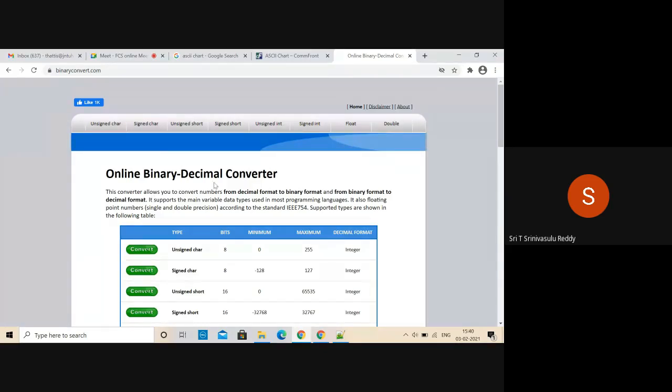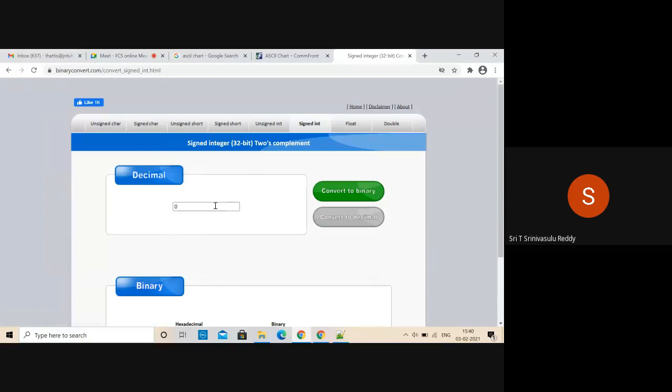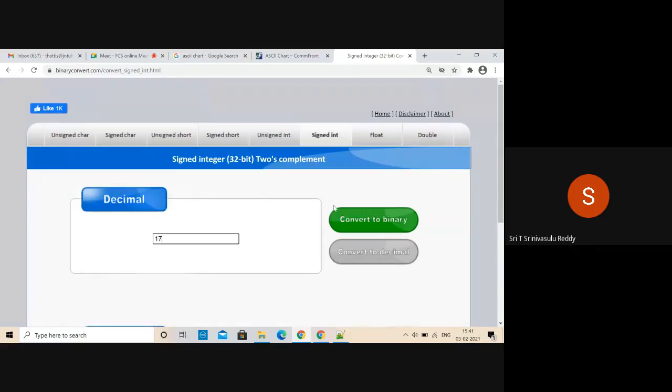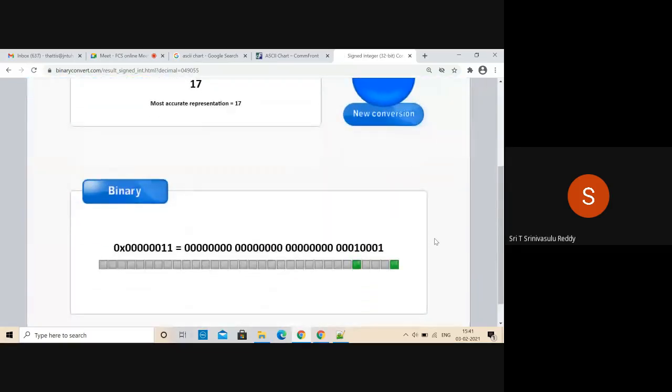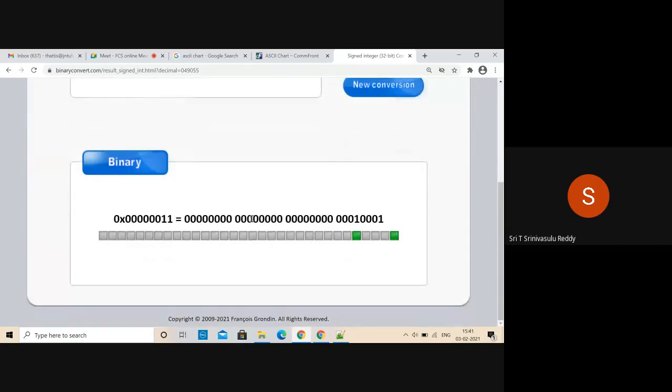We are right now into integers, signed integers. So I'm just clicking on signed integer. And then the decimal value, for example, let us say 17. How is it going to be represented internally? You can see here signed integer 32-bit 2's complement. Convert to binary. So this is how it is. The binary form is this particular thing.